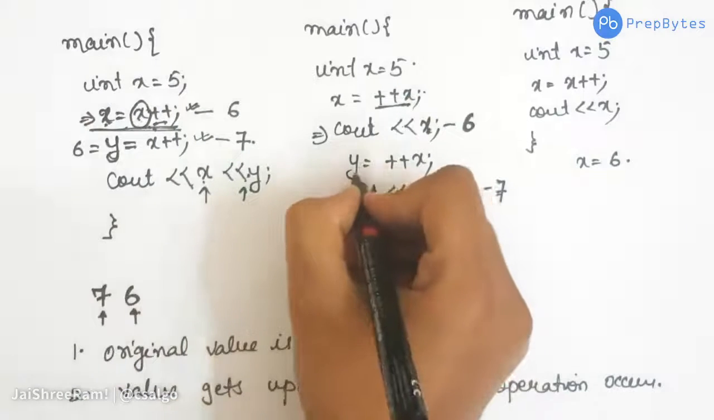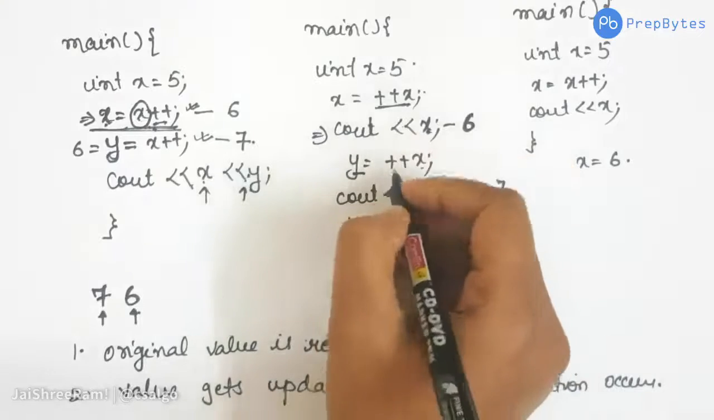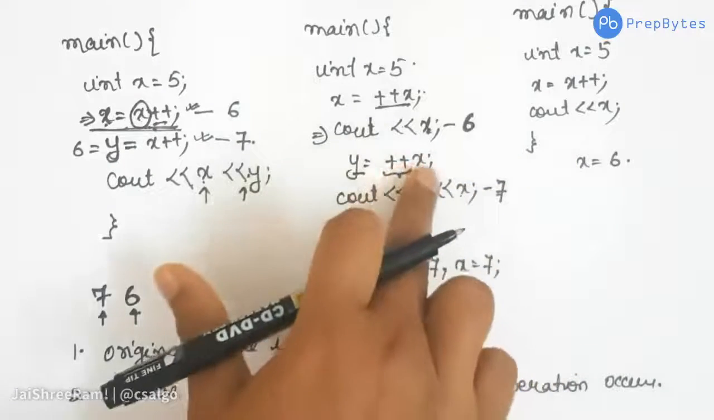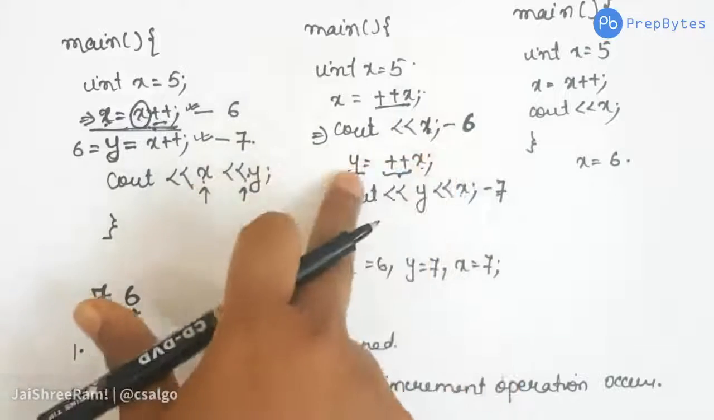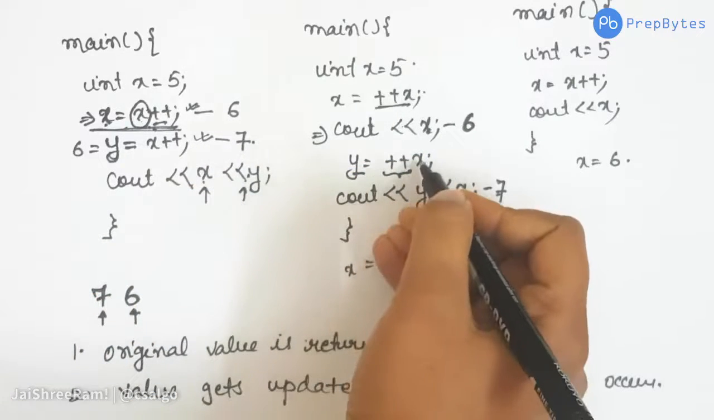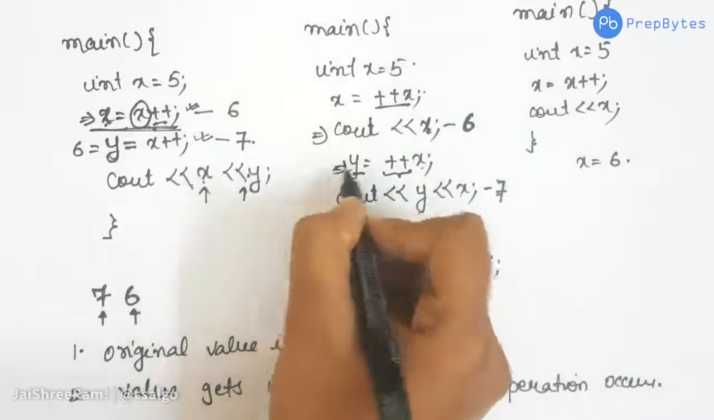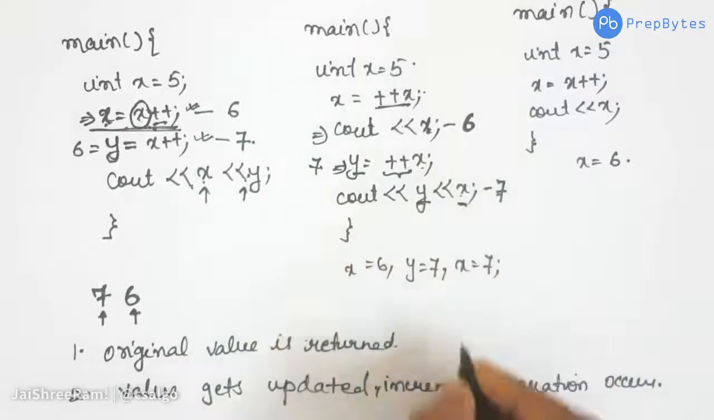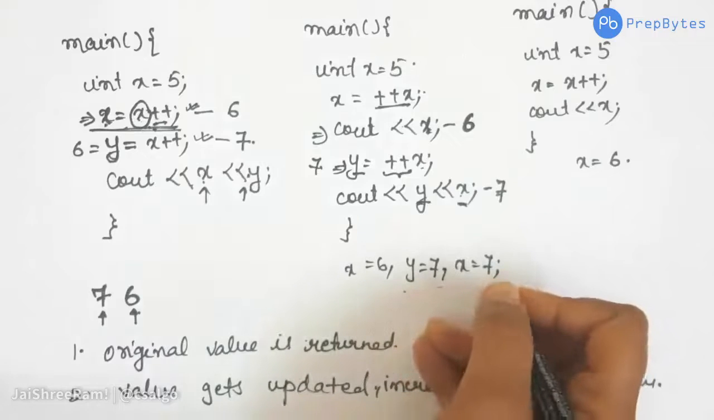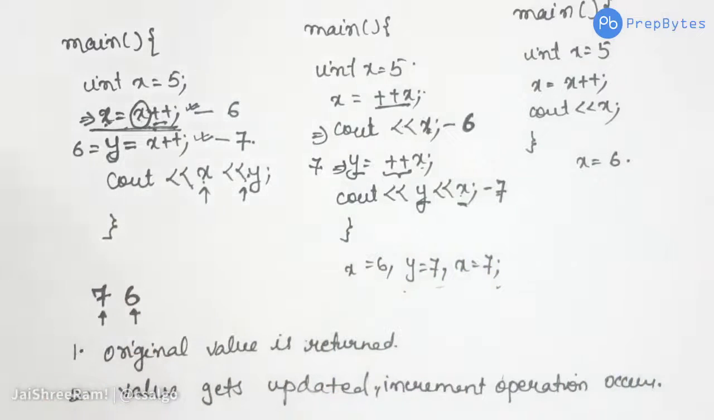But here, now my value of x is 6. So here we are using prefix increment. What happens in prefix increment is, first the value is updated and then assigned. So first x gets incremented from 6 to 7 and then y gets the value as 7. Hence, when we print y and x here, we get both the values as 7. So this is the difference between prefix and postfix.